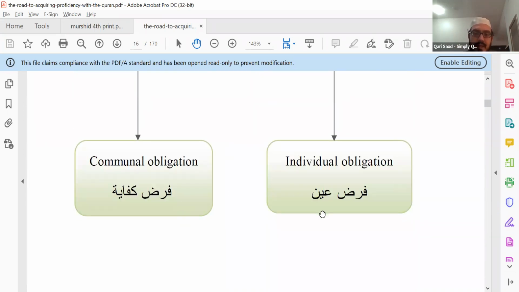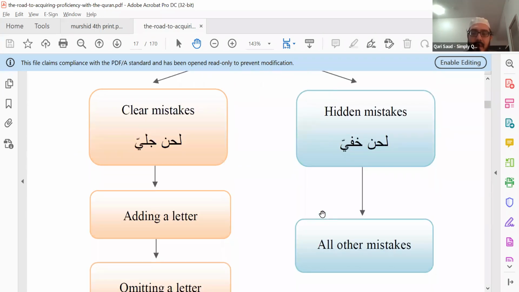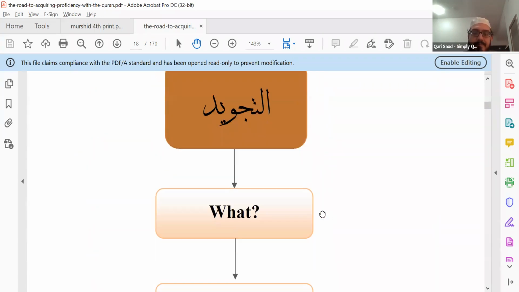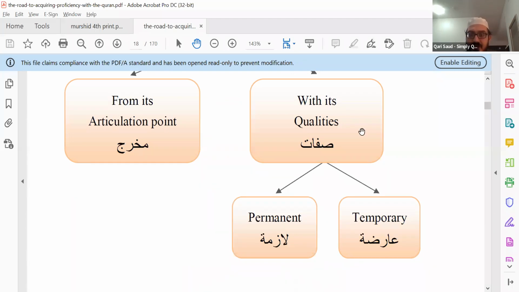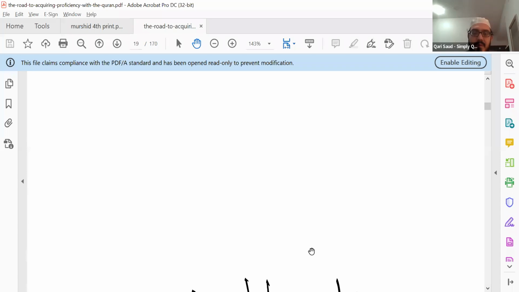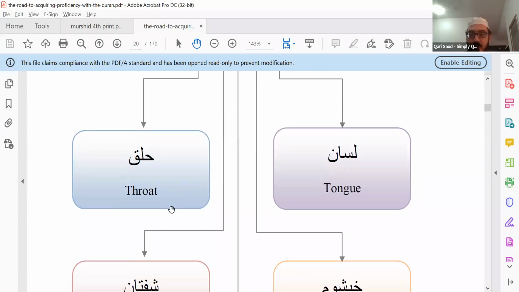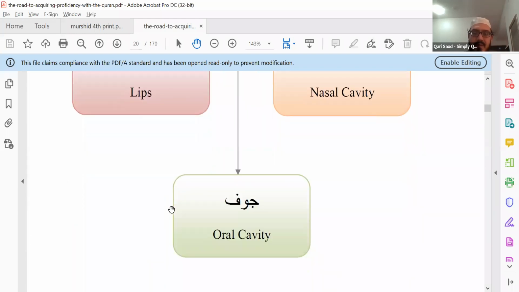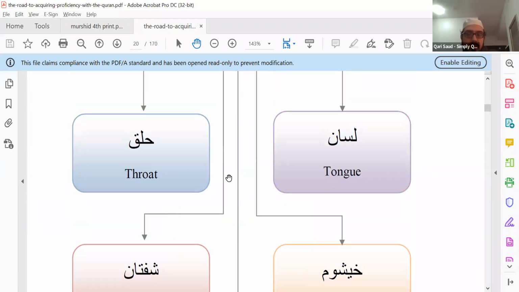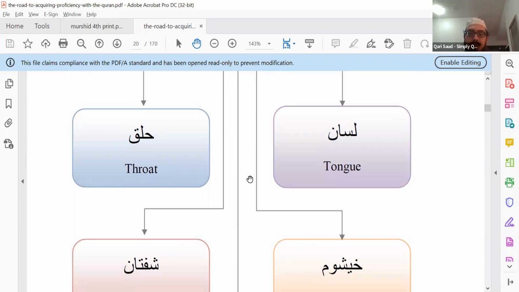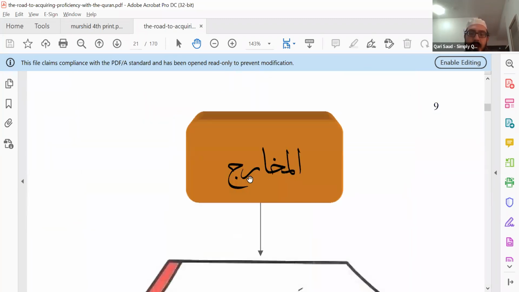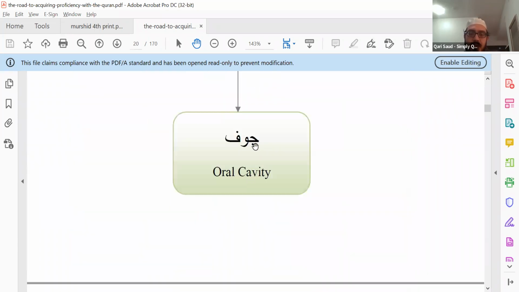We learned fard ayn, kifaya. We learned lahin jali, lahin khafi. We learned makhraj sifat, and then we have sifat breaks down into two, permanent and temporary, and then we have makhārij al-huruf, right? So we have the throat, the tongue, the lips, nasal cavity. These are the Arabic terminologies if you want to learn, so you'll get this book. So the throat is halq, right? The throat. And then the oral cavity is called al-jawf, okay, al-jawf.